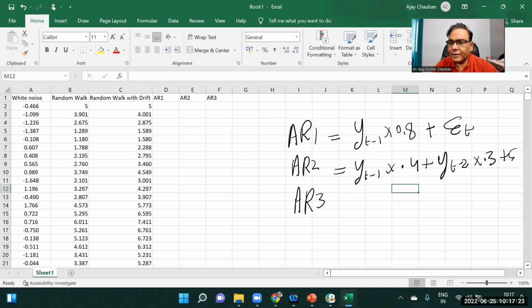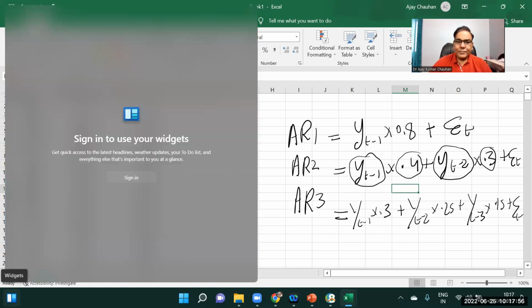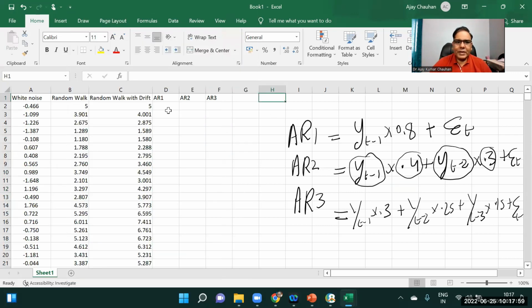This is AR2. The first lag is giving 40% information, the second lag is giving 30% information. We are giving more weight to the latest value. Similarly, we can write AR3: yt minus 1 multiplied by 0.3, yt minus 2 multiplied by 0.25, plus yt minus 3 multiplied by 0.15, plus et. Now I'm going to generate these, because this is a pure simulation, and the advantage of simulation is to understand the basics. So now I'm going to simulate the series.